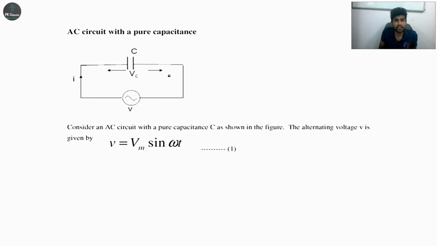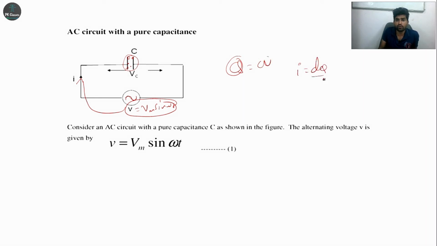Next, there is an AC circuit with a pure capacitance. The pure capacitance is connected across the AC supply as shown in the figure. The supply voltage V is equal to Vm sin omega t. Due to this voltage, current will flow through the capacitor, so the capacitor gets charged, and energy is stored in the form of an electric field. So Q is equal to CV, where Q is the charge, C is the capacitance, and V is the voltage. Also I is equal to dQ by dt.